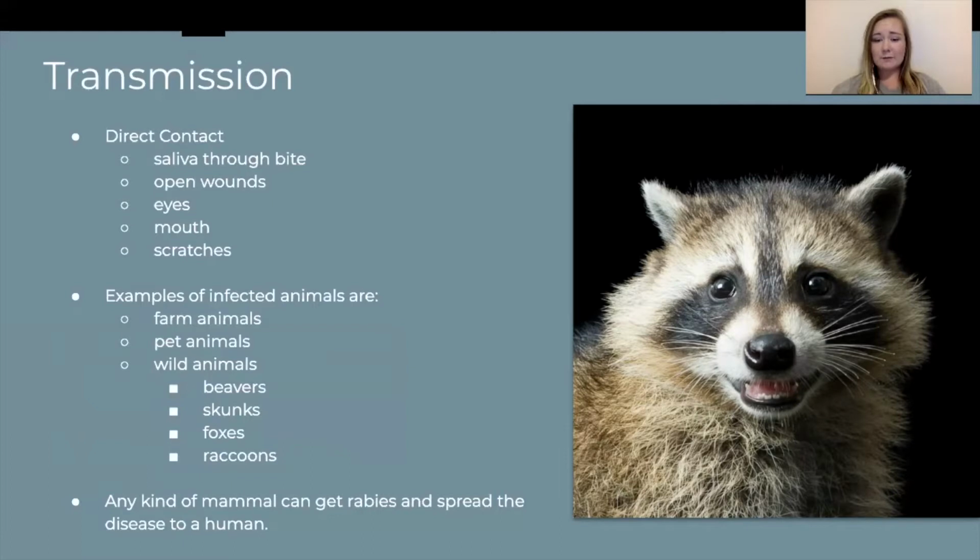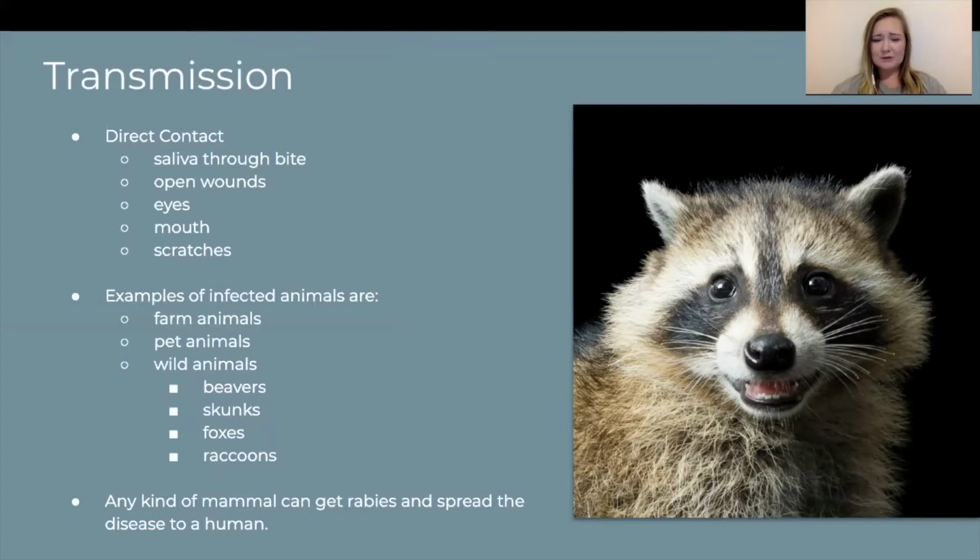Another way is from the saliva from the animal. The saliva can get through an open wound, through the eyes, or the mouth. It can also sometimes be transmitted through a scratch, but that is actually more rare for that to happen. Animals not only spread rabies to humans, but can also spread it to other animals through the same type of contact.